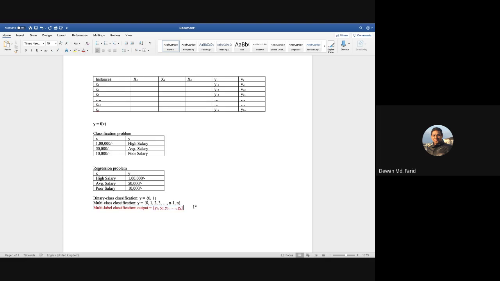So if we have only one dependent column, that can be either binary class classification or multi-class classification. Okay, so it will be binary class classification when the value of y will be only two values, 0 and 1 or yes or no. If it is more than two values, then it will be a multi-class classification problem, right?